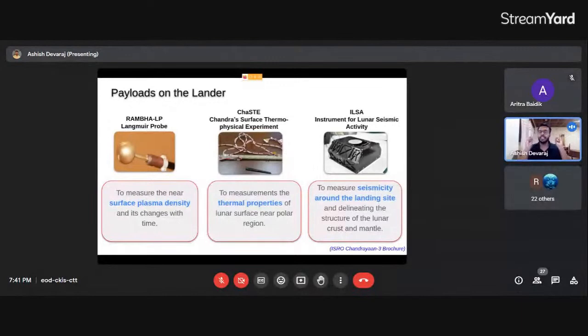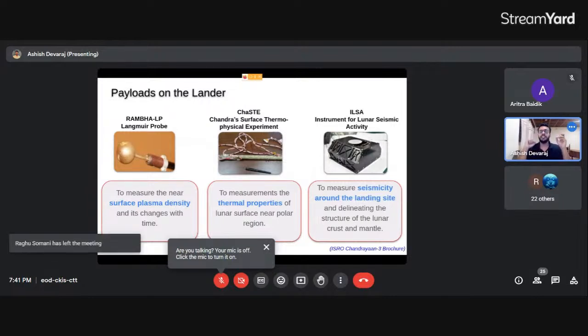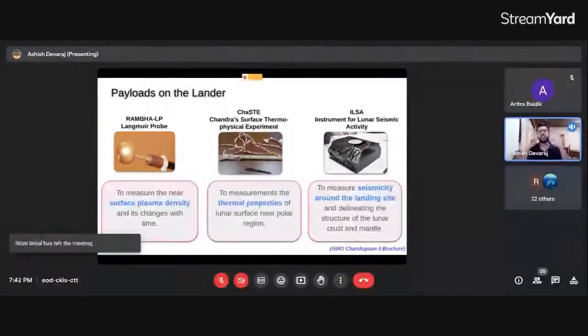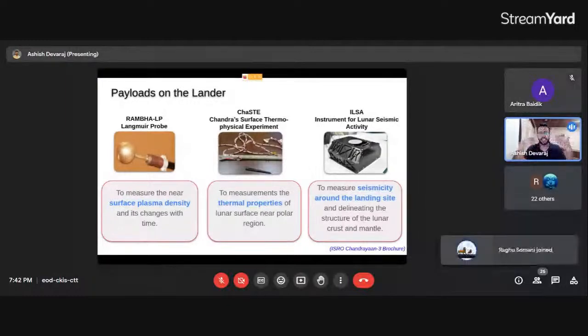The third one is called the ILSA payload. ILSA is the instrument to measure lunar seismic activity. For example, on the surface of Earth, you have a lot of earthquakes happening because of tectonic activities and all that, right? But in the case of the Moon, there are no tectonic activities happening, but because of the gravity of Earth, the interior of the Moon has some friction which causes seismic activities. Those activities can be measured using the ILSA payload.